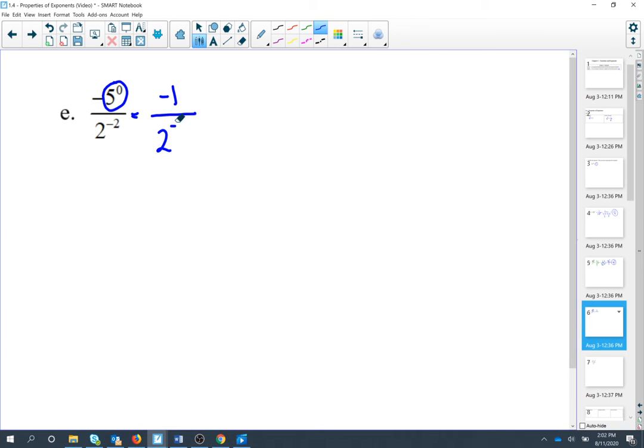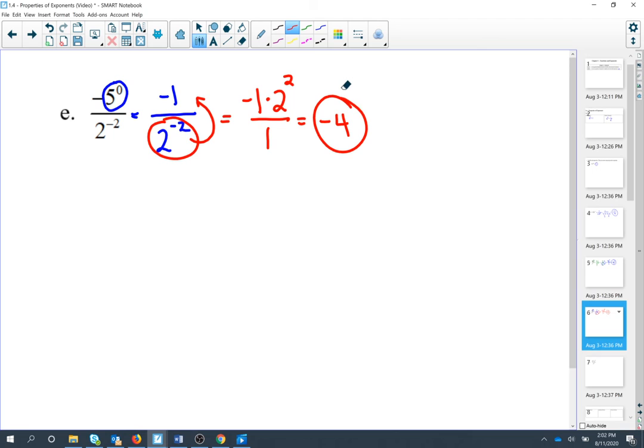over 2 to the negative 2. Then I don't like the negative power. So the negative power, we're going to do the reciprocal. We're going to bring it up to the numerator. So we're going to have negative 1 times 2 to the positive 2 over 1. Now, again, do we need the 1 in the denominator? No, so we're going to get rid of it. And then in the numerator, we're going to simplify. So 2 squared is 4. 4 times negative 1 is negative 4. So our answer here, negative 4.